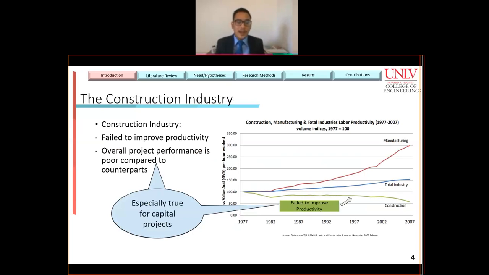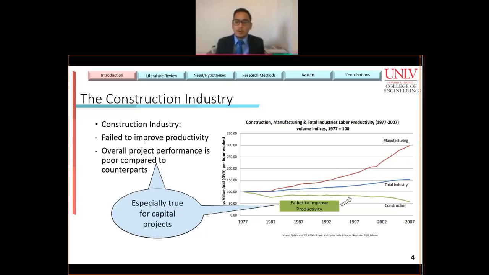The construction industry has failed to improve productivity as well as the overall project performance as compared to its counterparts, especially true for capital projects as well. You can see on the right-hand side, the graph shows the manufacturing industry sector having an increasing trend as well as the total industry, but the construction industry has a downward going trend.